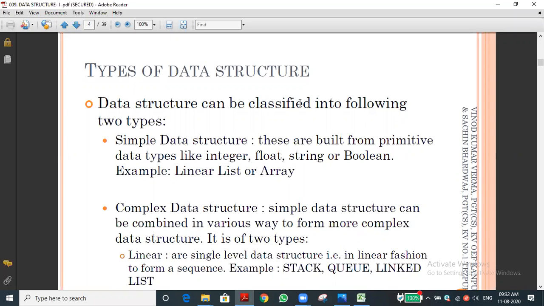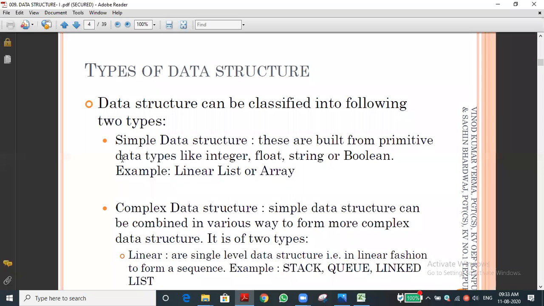Very good. It is telling about the behavior, the defined operations and behavior properties. Once again, it defines how to access the data, how to store the data, and how to manipulate the data. This is called data structure. The data structure is classified into two types.